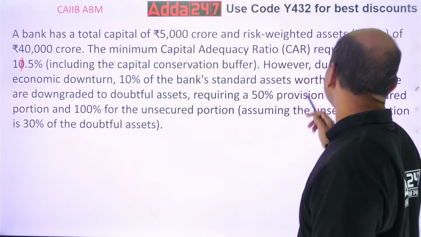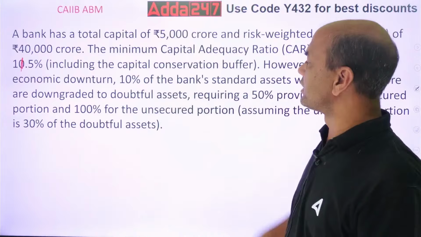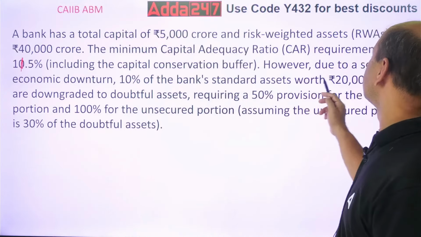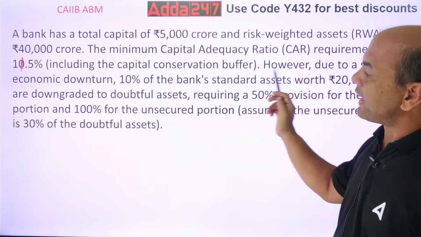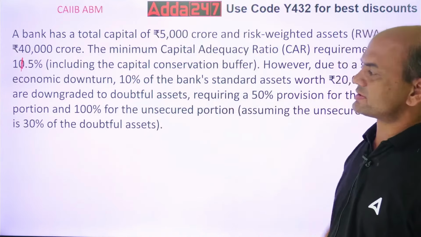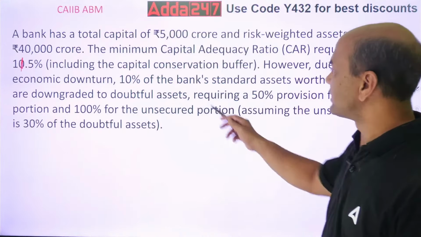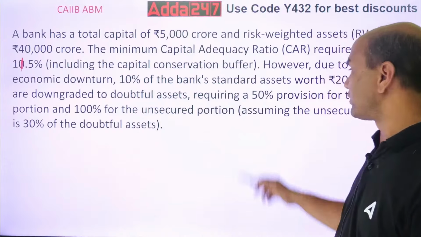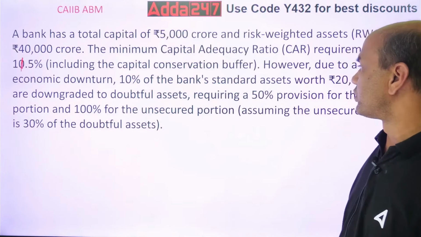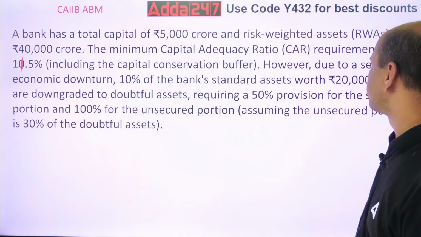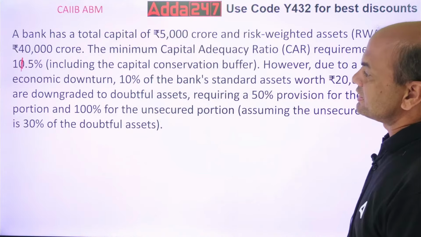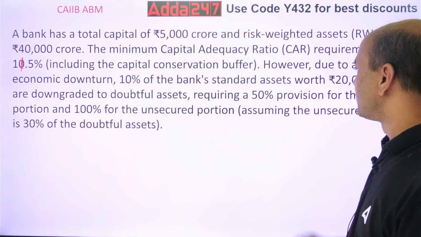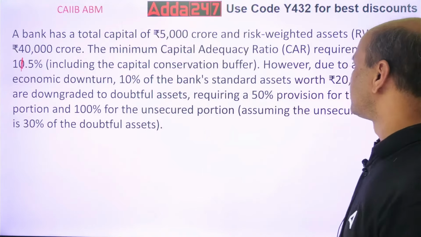Conservation buffer. However, due to the severe economic downturn, 10% of the bank's assets worth 20,000 crore are downgraded to doubtful assets. So 10% of the standard assets are downgraded to doubtful assets, requiring 50% provision for the secured portion and 100% for the unsecured portion. So as per our norms, we'll change it.